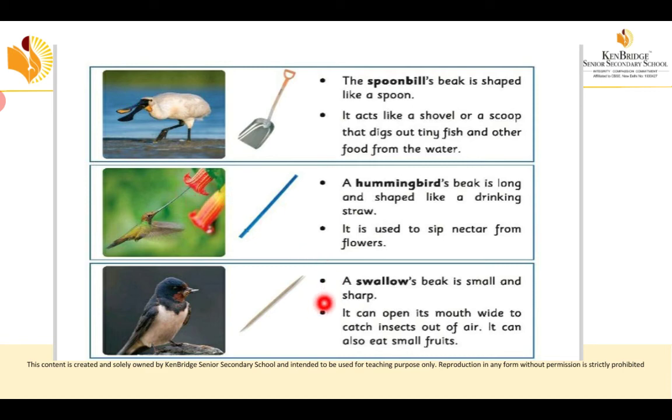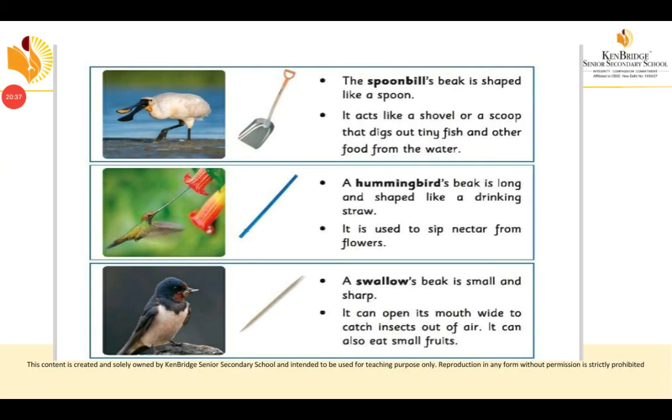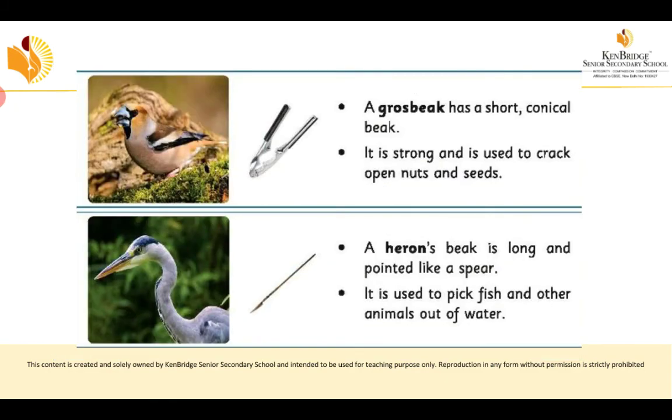And the swallow's beak. This bird's beak is very small and sharp. See, it is small and very sharp. It can open its mouth wide to catch insects. It also eats very small fruits.